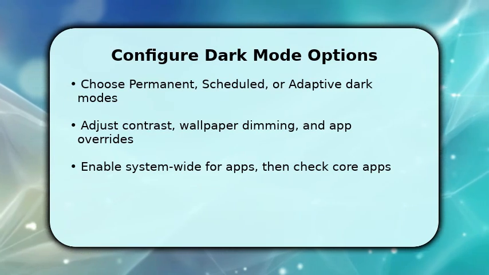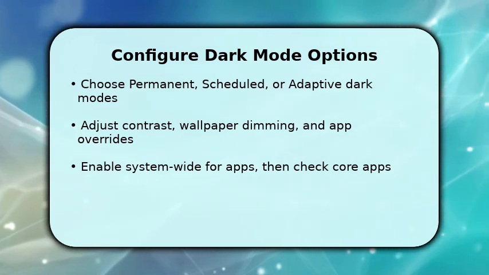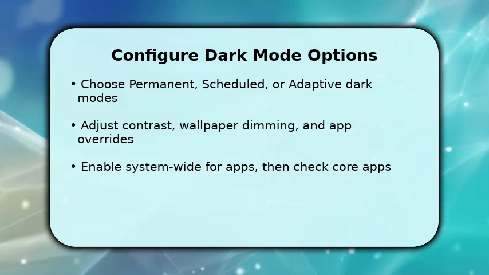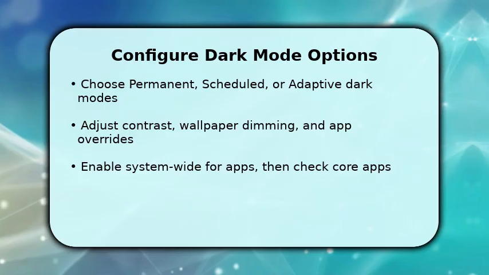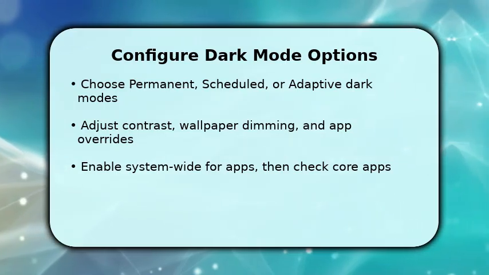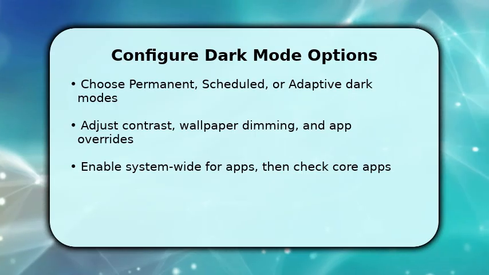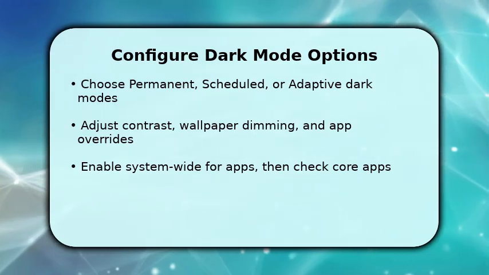Now configure how dark mode behaves. Select permanent for constant use, scheduled to follow sunset, or adaptive to change with ambient light. You'll want to tweak contrast and wallpaper dimming so text remains readable. Higher contrast can help night viewing.